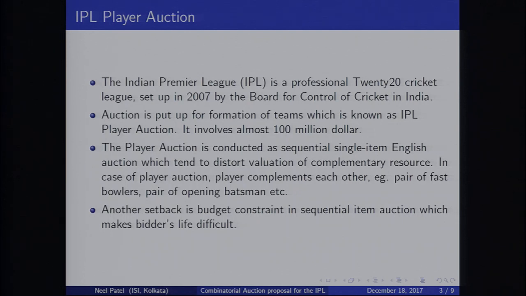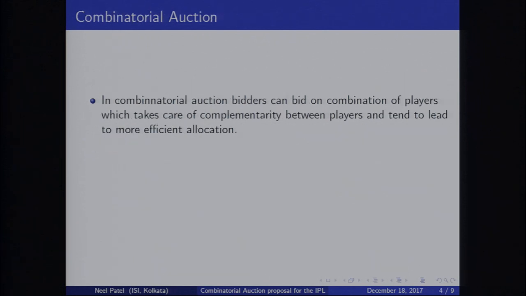a sequential single item English auction, which distorts the valuation of complementary resources, and also because of the budget constraint it is very difficult for the bidders to estimate how much they should bid. The sequence is random, so if a player comes later on, he will get less money because of the budget constraint. These are the problems in the current auction mechanism.